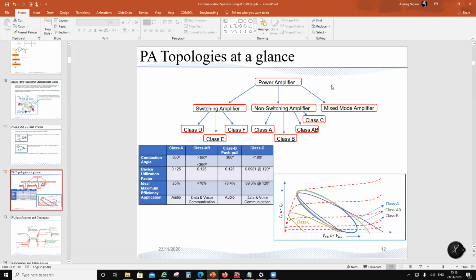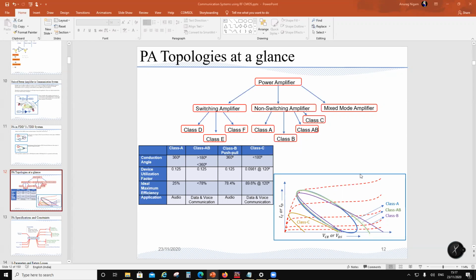Now, at a glance, I will tell you there are different topologies possible. You can have a non-switching amplifier, which is usually done for linear applications. You can have a class A, B, or C, or maybe a push-pull configuration of B or AB. These are all linear. And the distinction is the conduction cycle, how many degrees of conduction cycle there is.